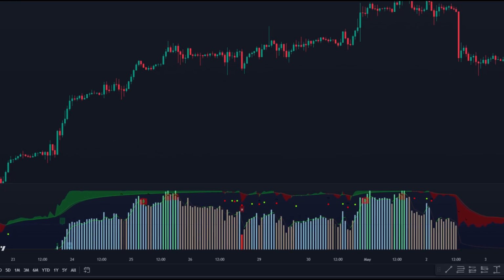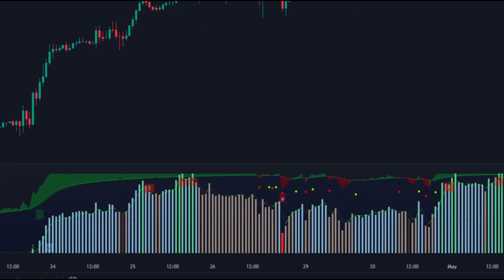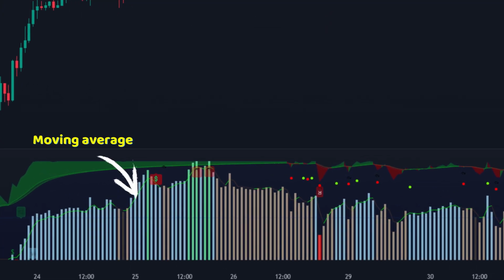Now, the next feature of this indicator is this moving average right here. This is going to serve as our minimum threshold for trading activity. Whenever the histogram bars are under this moving average, that would indicate that the trading activity in the market is not sufficient enough for us to take our positions.